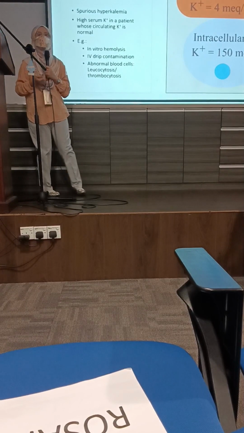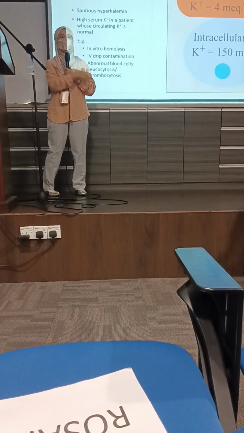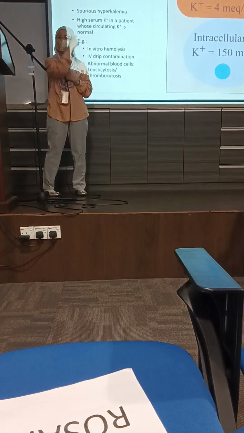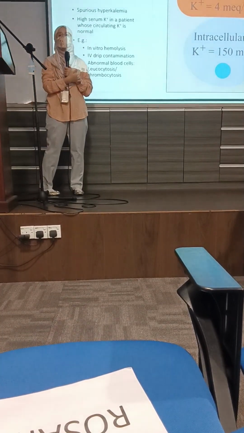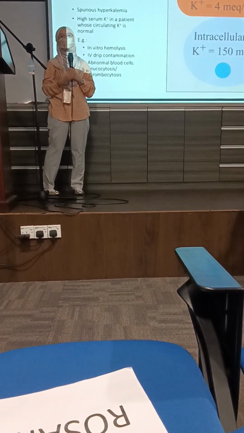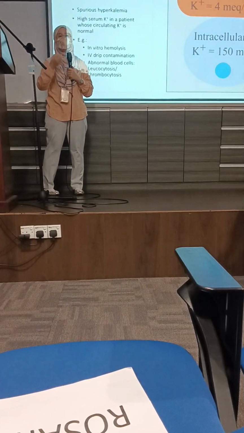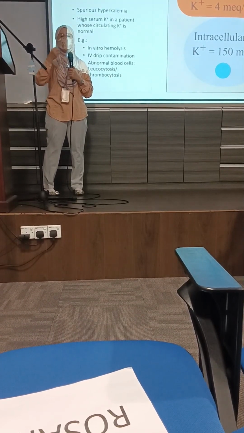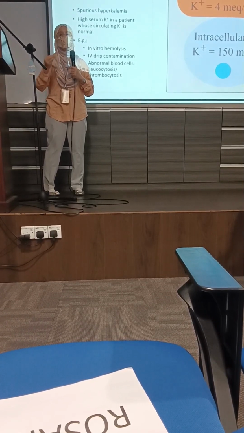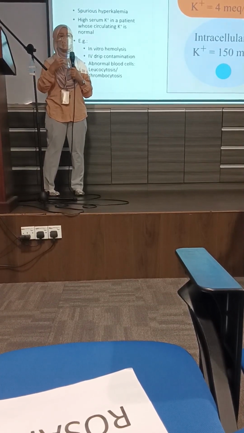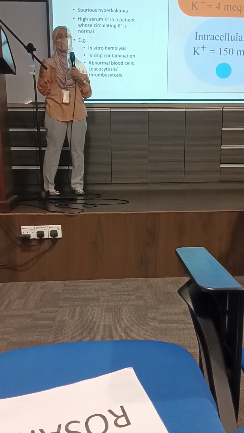Ataupun IV drip contamination, you ambil daripada drip site. Kat drip site tu pula kita bagi potassium. So contamination for the potassium. Ataupun patient sendiri ada abnormal blood cell, leukocytosis ataupun thrombocytosis. This platelet and leukocyte, bila dia abnormal, maksudnya dalam leukemia ke, dia tak stabil tau, and dia senang nak pecah. Bila dia pecah, dia akan release the intracellular content.